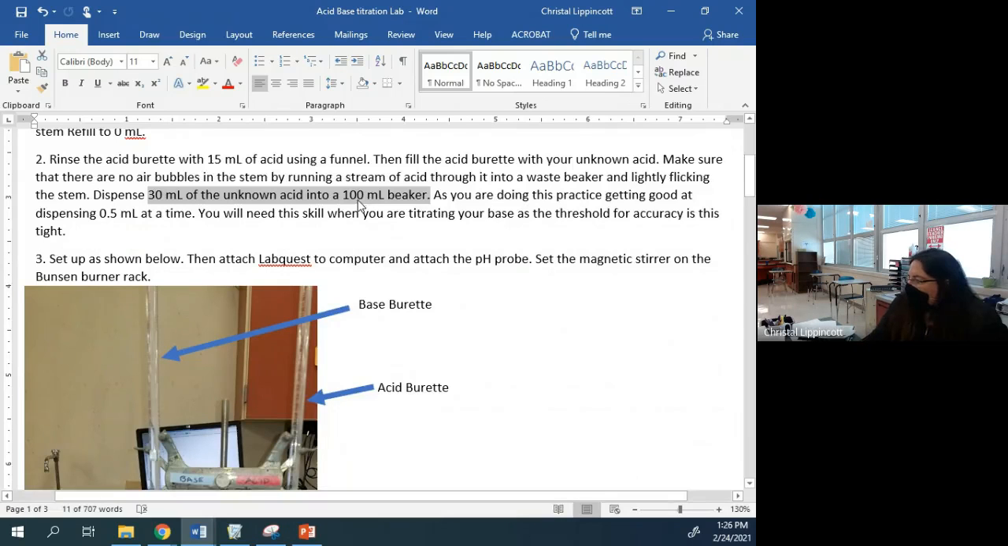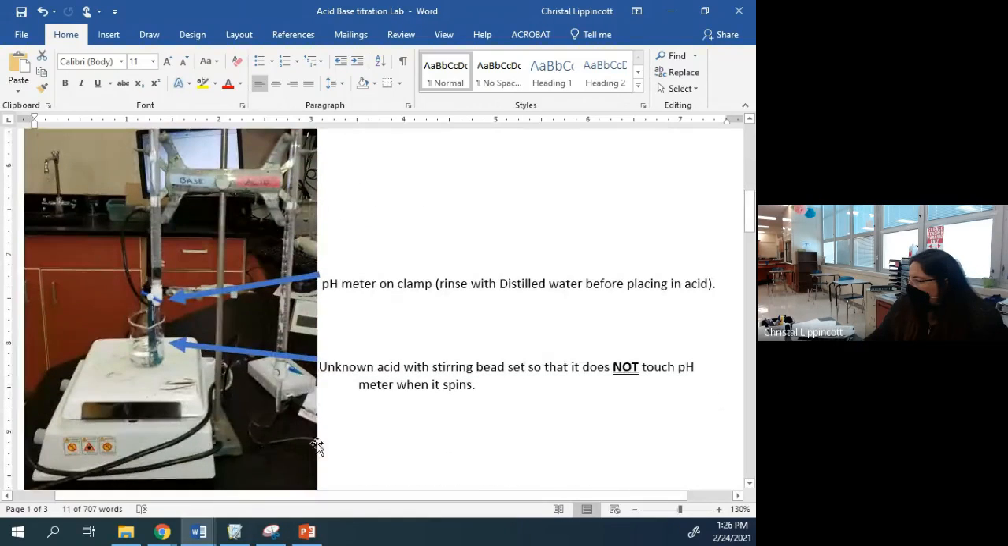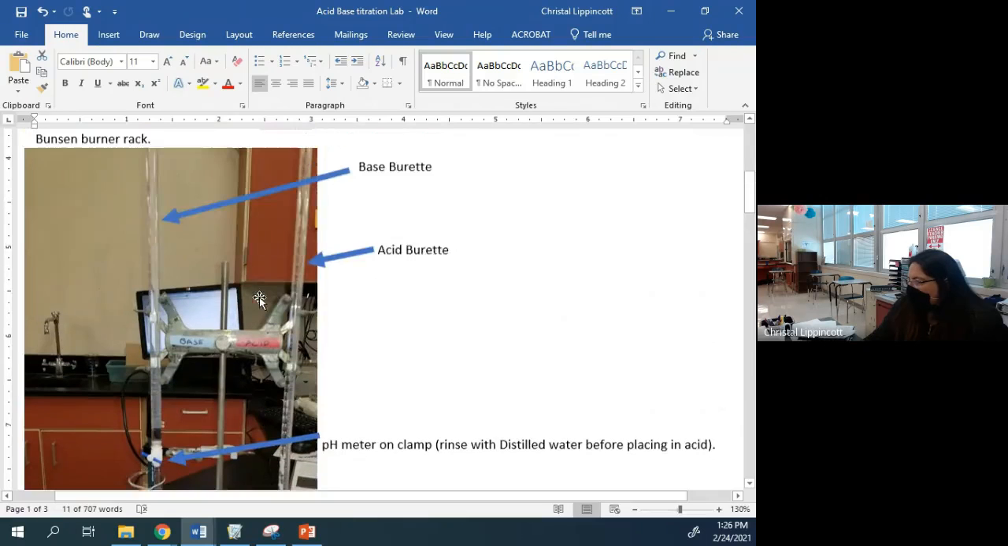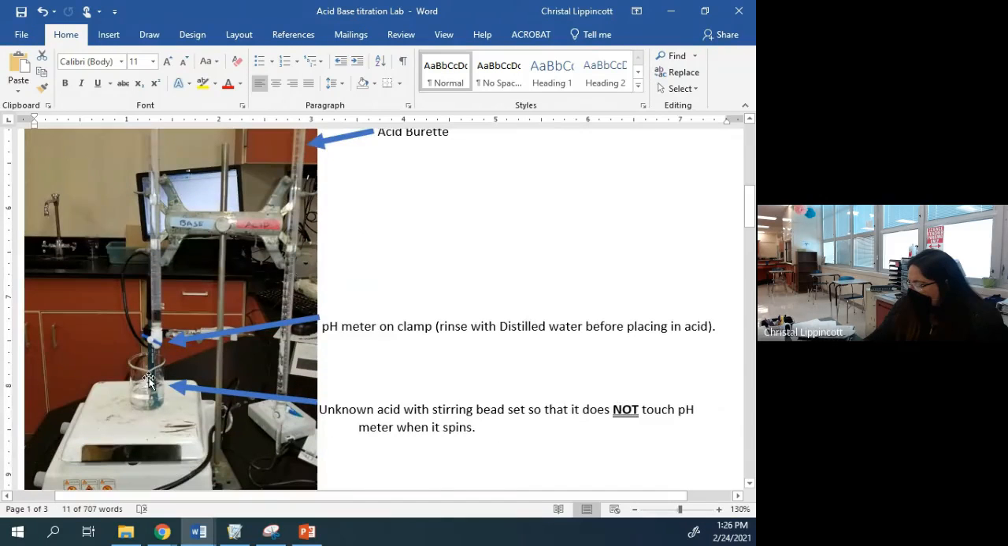Okay, and then once you have that in the flask, you're going to be working with a flask here. A lot of times if you do titrations, you will actually use a flask instead of a beaker. But you're going to use a beaker, and I'll explain why in just a second. The reason you typically use a flask is because you have an indicator in there and you want to swirl that, and a flask allows you to swirl without having it slop out the sides.